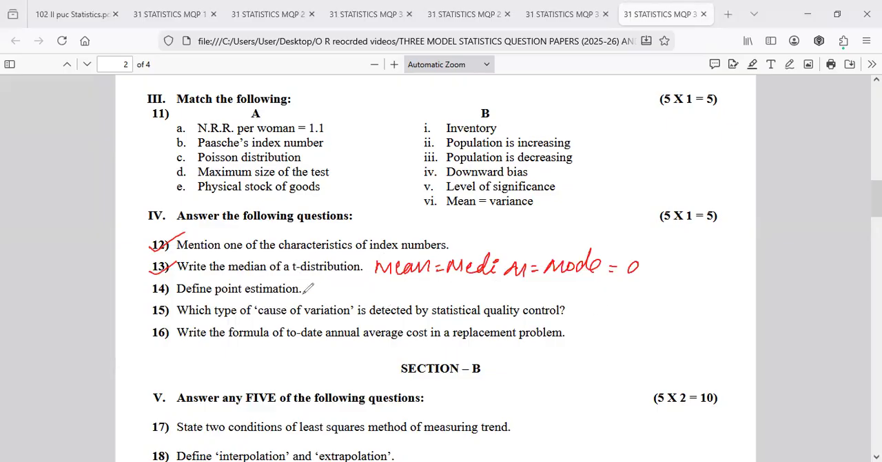Easy to remember that. What do you mean by point estimation? Yes, point estimation is a single value which is proposed as an estimate of an unknown parameter.